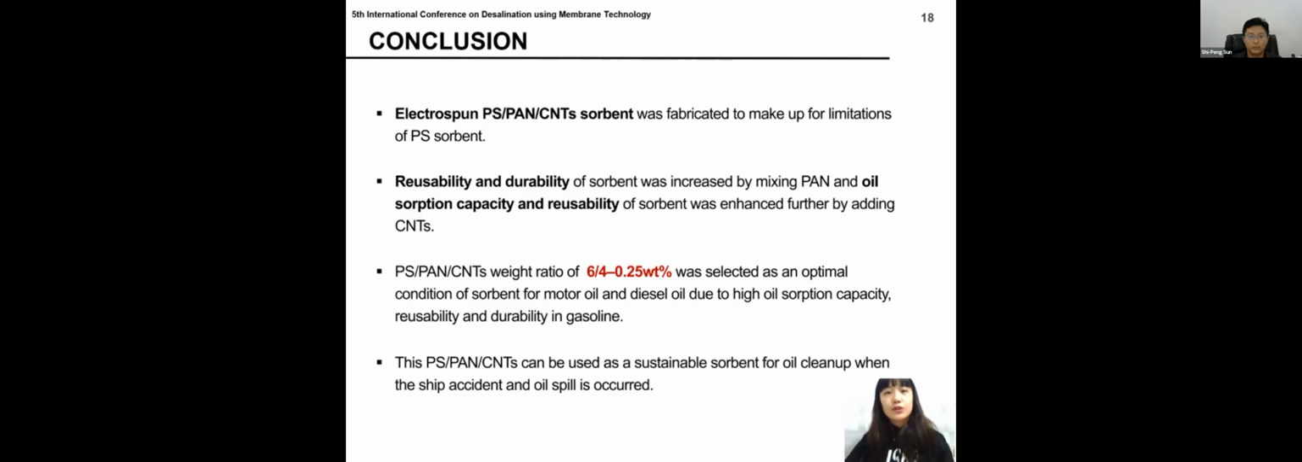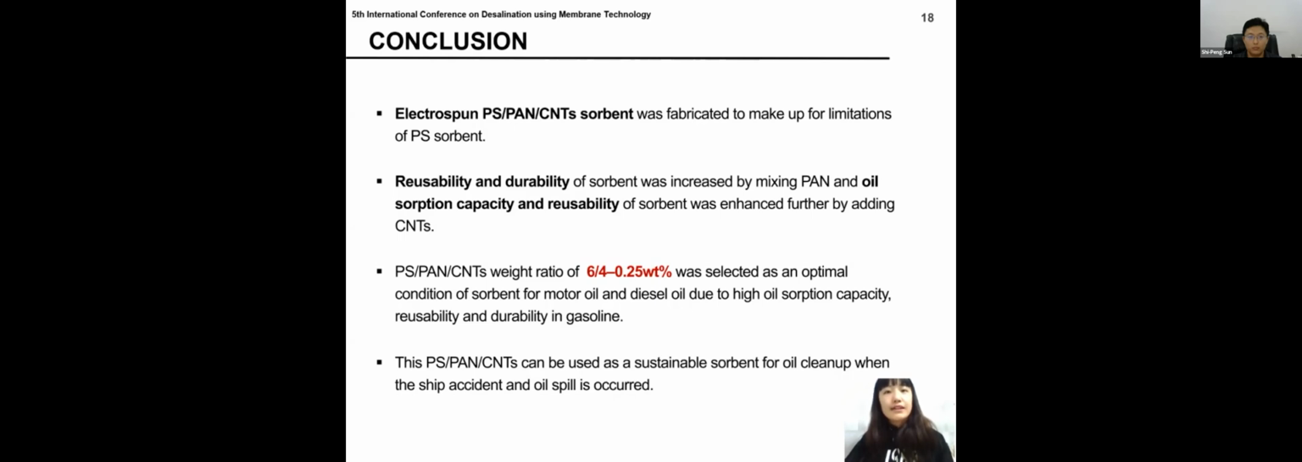I would like to conclude our findings. Firstly, in order to make up for the limitation of the PS sorbent, the PS-PAN CNT sorbent was fabricated using electrospinning. Reusability and durability of the sorbent increased by mixing PAN, and oil sorption capacity and reusability were enhanced further by adding CNTs. Through experiments, the optimal condition of the PS-PAN CNT sorbent was found, based on high oil sorption capacity, reusability, and durability in gasoline.